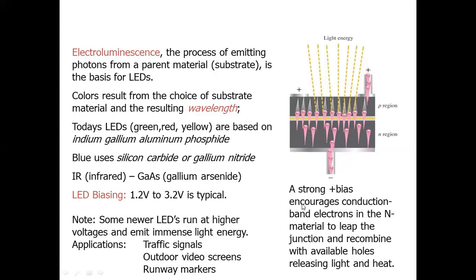A strong positive bias encourages conduction band. ये conduction band है ना, it will encourage electrons in the N material to leave the junction and pass the junction, and recombine with the available holes here now, releasing the light and heat it is going to produce here now.